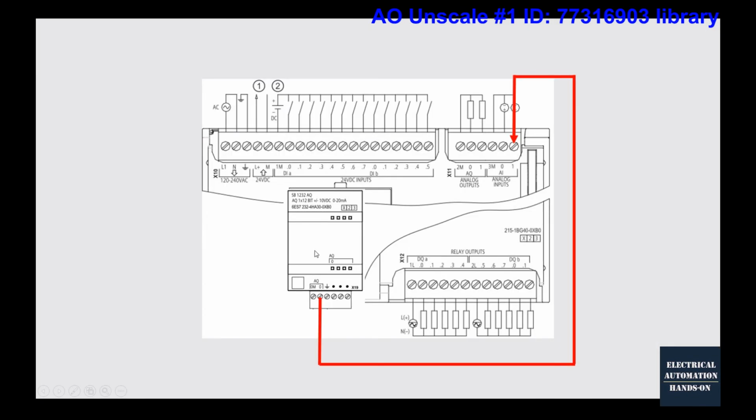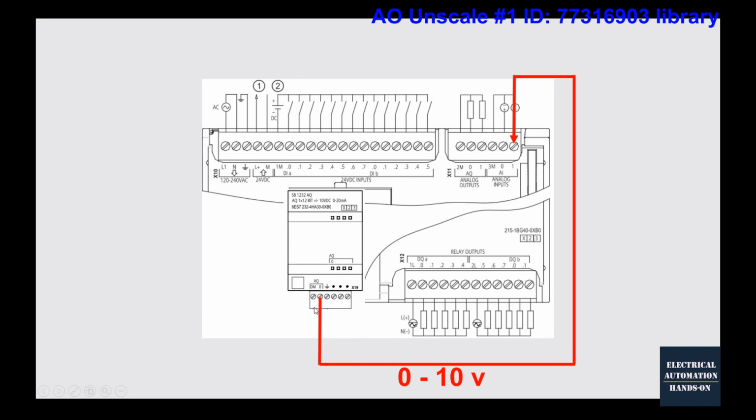With this card, from this diagram, I'm using this SB1232. So I will use the voltage output from this channel. And then I will connect this channel to analog channel 1. Connect this analog output channel to the analog input channel, channel 1, because both channels are voltage channels.